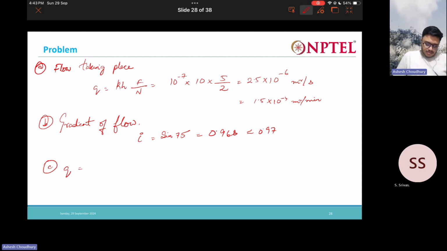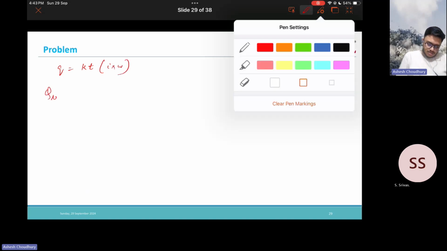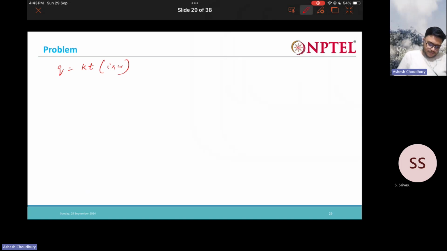Next again, Q is equal to KIA. KIA is thickness times width. So Q is equal to K t i into width. So theta required is equal to k t is equal to Q by i.